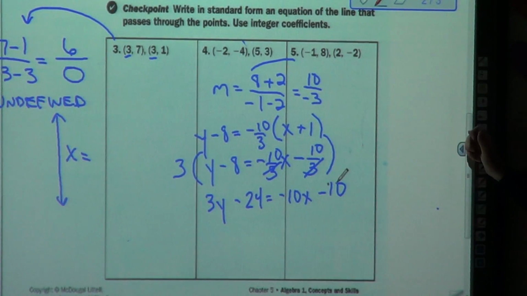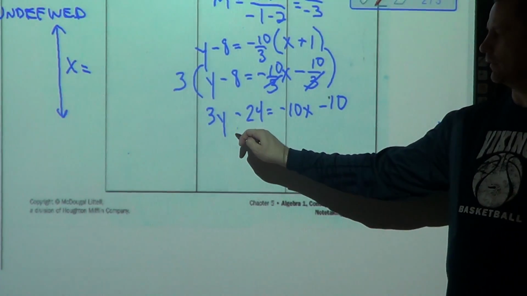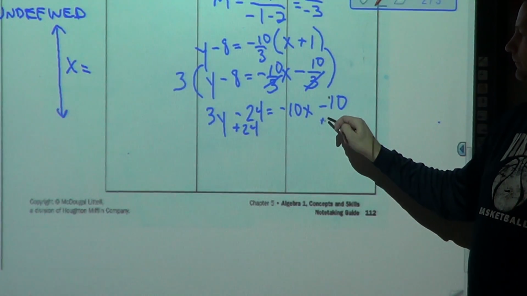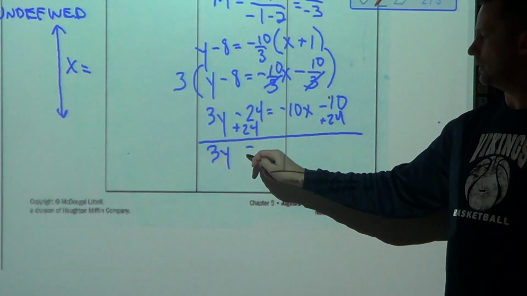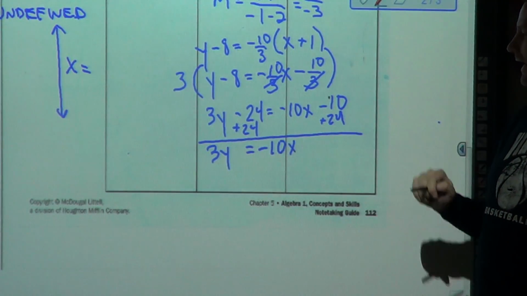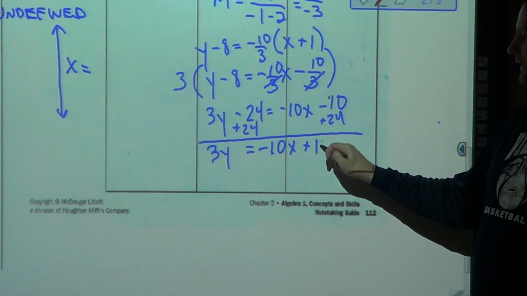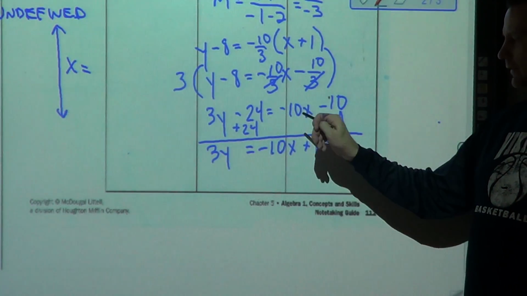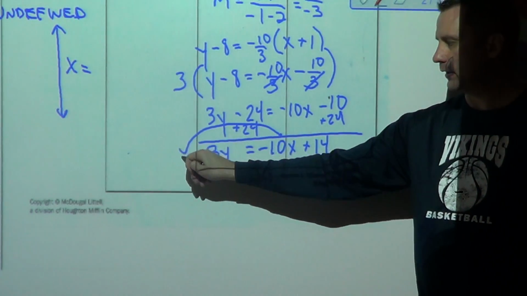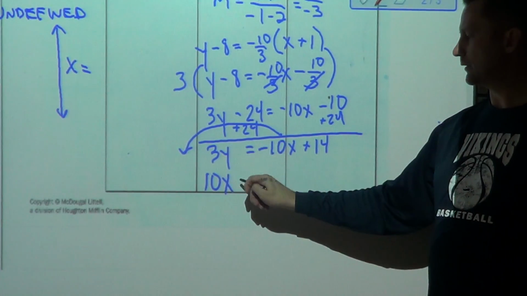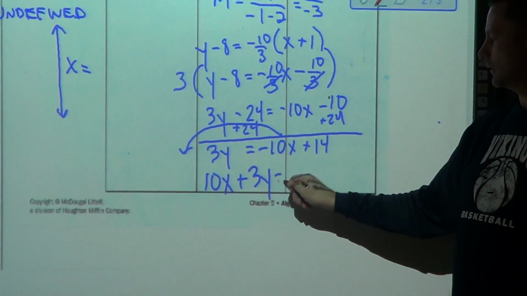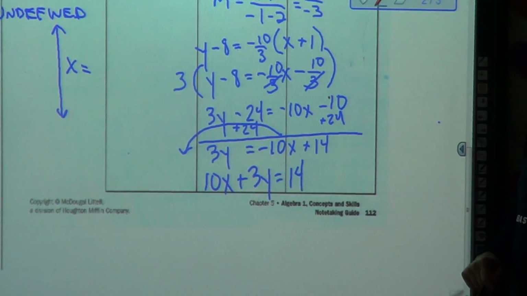Okay, no more fractions, that's awesome. Let's move the 24 over. Okay, so 3y equals -10x. -10 and 24 is +14. And last step, take the x and put it in front here. It's negative on this side, so it's going to be positive over here. It'll be +10x, +3y, that equals 14. Okay, standard form, ax plus by equals c.